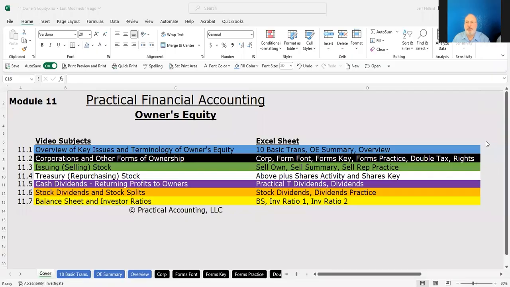So give us a little bit of background as to what we're going to do here. Do you want to just take a brief look inside? A brief look inside. Okay, here we go. Okay, let's take a brief look inside owner's equity.